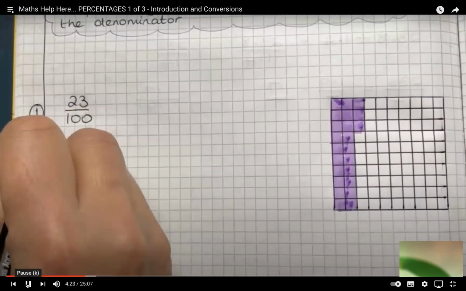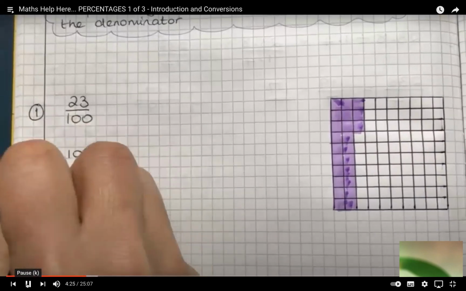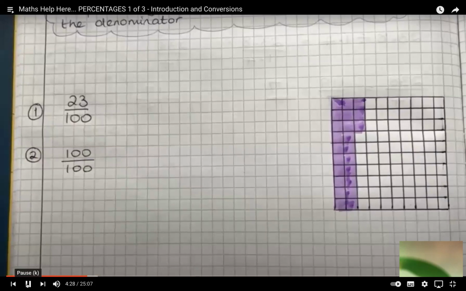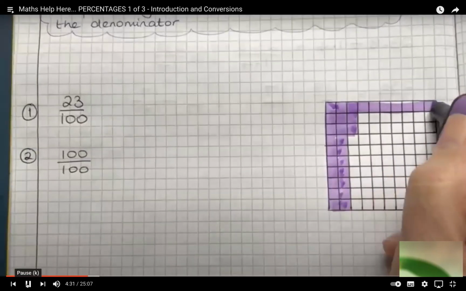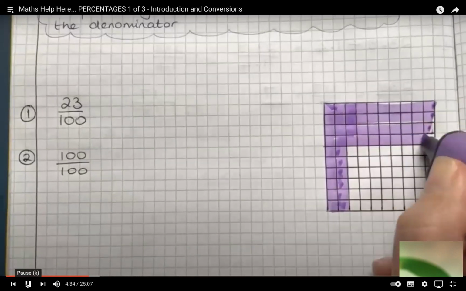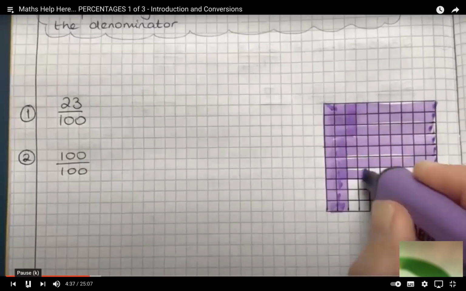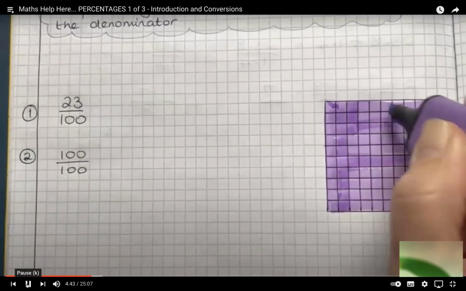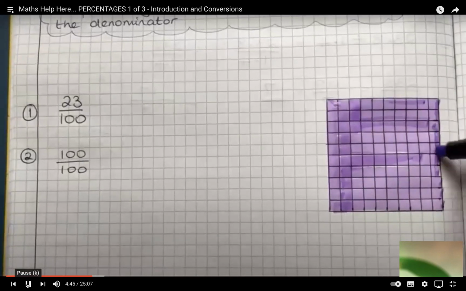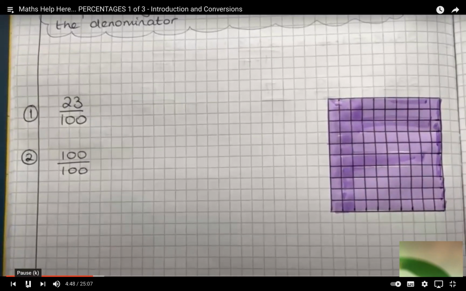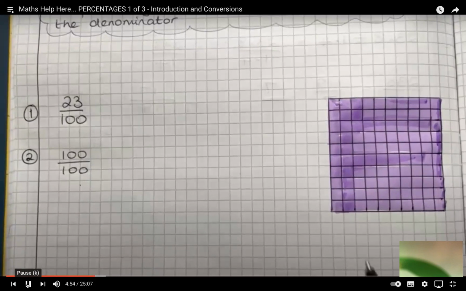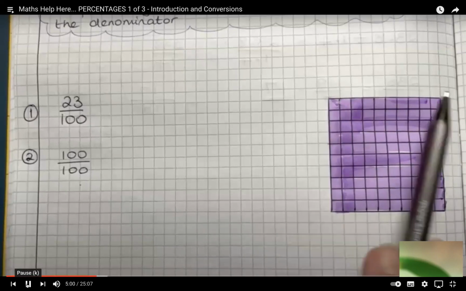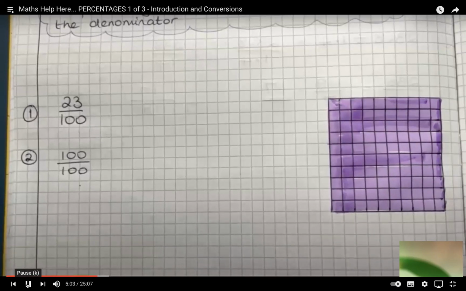Okay, what about if I had 100 squares shaded? Well, that's nice and easy, isn't it? For my colouring, I can just shade them all in now. So I've got all 100, here you go, not missed any out, all 100 of my squares shaded. So I can now say that 100% of my squares are shaded, so 100% represents the whole amount, or 1. So let's write that down again as a key point.